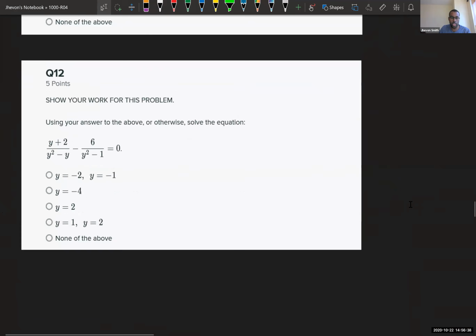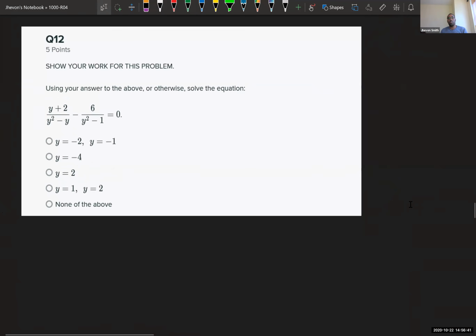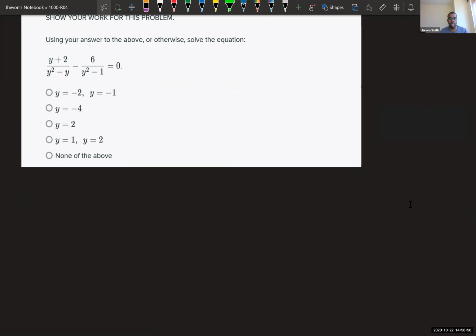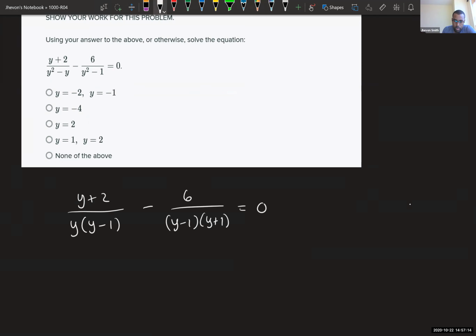So in this one, I asked you to actually solve the equation that was in the last problem. So if you went through the trouble of finding the LCD, this would be easier. But there are other ways you could have done it. You could have just created a common denominator right here on the spot, but you'd actually just be recreating the LCD. So because you already found the LCD, this is going to be a little bit easier. So we have the y plus 2 over the y times the y minus 1 minus the 6 over the y minus 1 y plus 1 equals 0. So this is the given equation. I just factored the denominator.